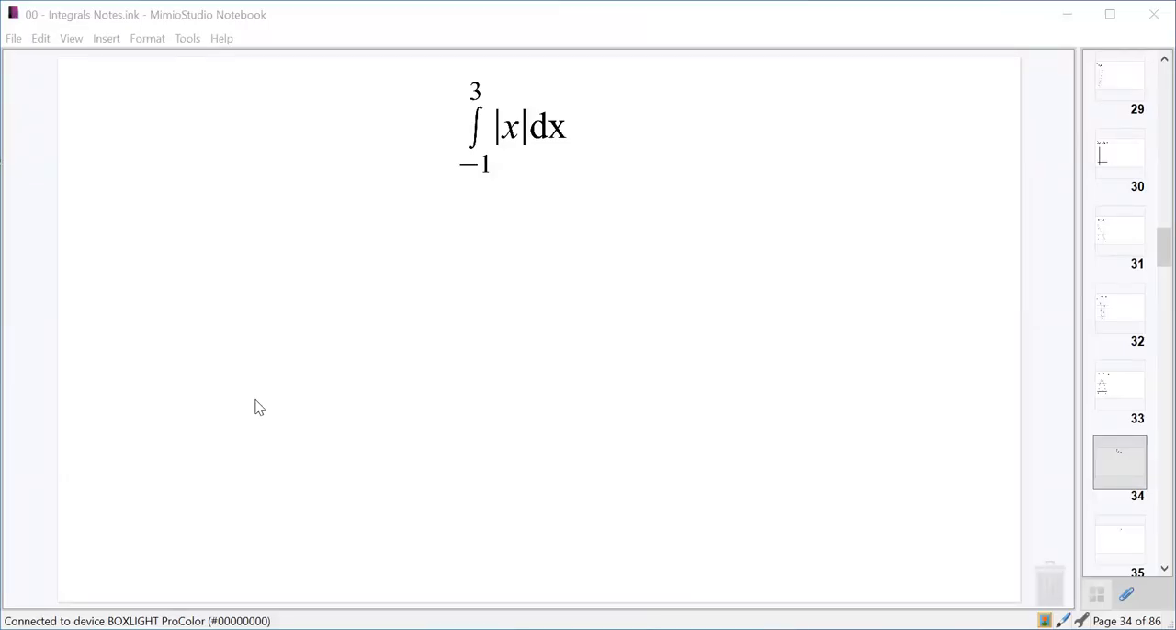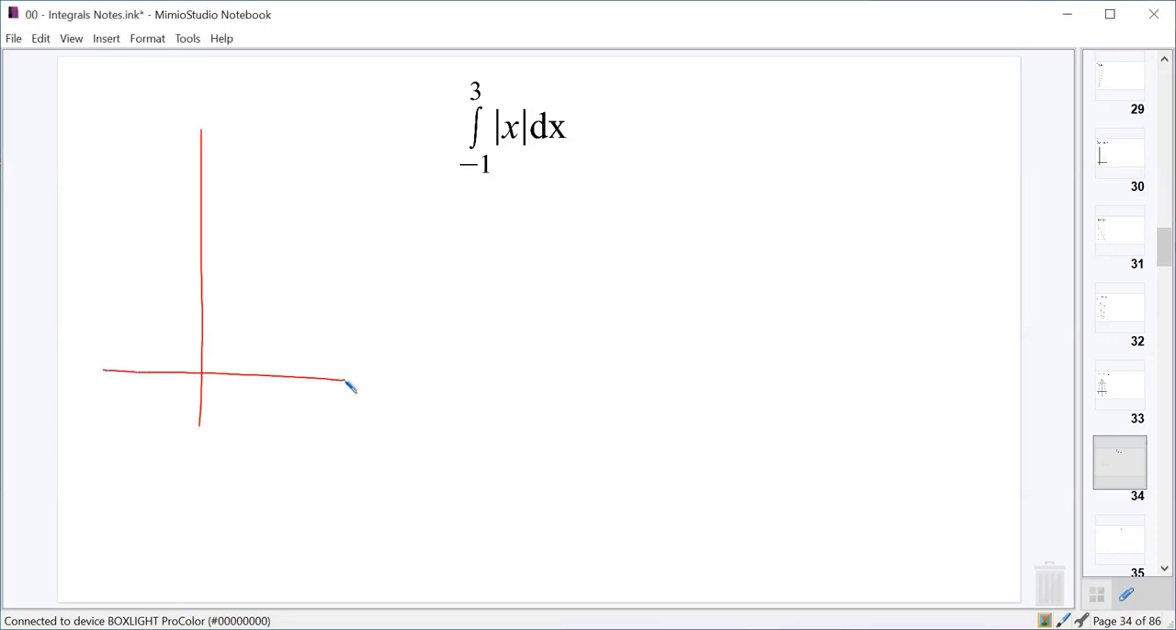Today we're going to take a look at a couple more integrals that we can just solve using geometry before we really get into some really cool techniques for finding the value of integrals. So here we're looking at the integral from -1 to 3 of the absolute value of x.